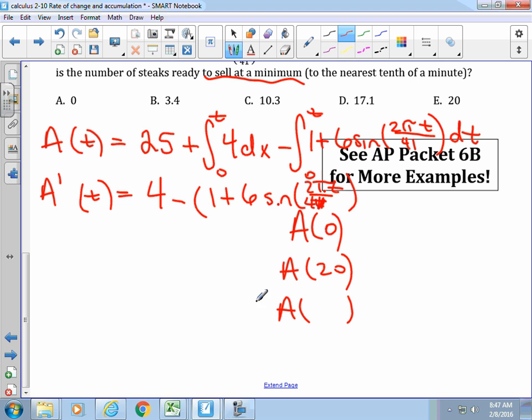I'm going to only find the relative minimums. So I'm only going to look for this thing to be crossing the x-axis from where to where? Negative to positive. So I'm going to type this in my calculator, look for it to cross from negative to positive. And that's the other thing I'm going to check. I know A of 0 is 25. I'm going to type 20 up here for the T, and then I'm going to type whatever other critical value I have.